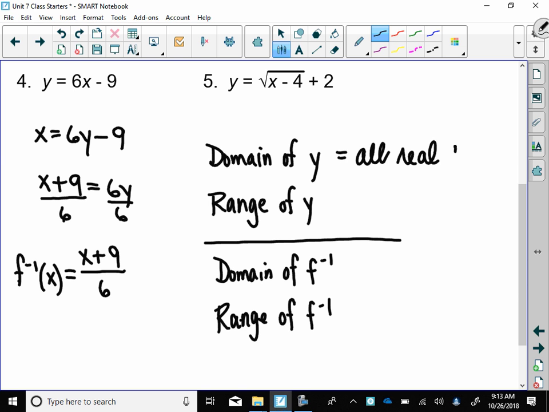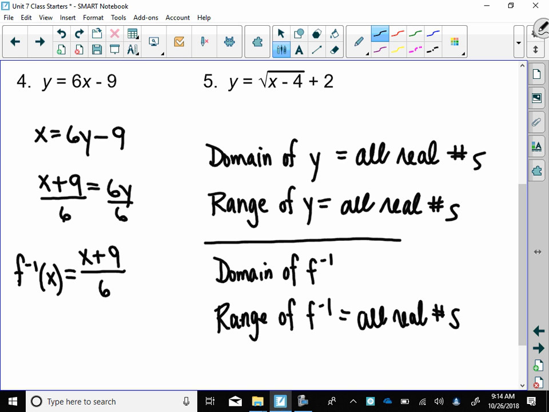If that's the domain of y, then it becomes the range of the inverse, because remember, those get flipped. And what about the range of the line? All real numbers also. And so that becomes the domain of the inverse. And even though the inverse is a fraction, does that fraction have any x's in the denominator? No, so there's not going to be anything that's going to cause us to get a 0 in the denominator. So that domain would be all real numbers, which is what we got here. Okay? Everybody good on 4?